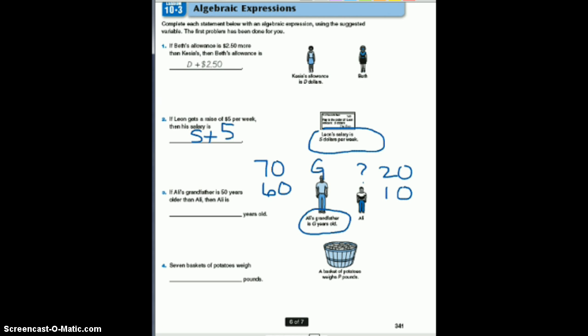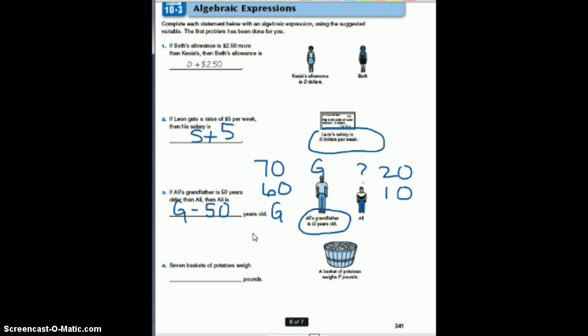Well, they're saying her grandfather is G. So what do you do to the grandfather's age to get to Allie's age? And think about what did we do here? How did you get from 70 to 20? How did you get from 60 to 10? Right, you're taking the grandfather's age and you subtract 50, and that gives you Allie's age, G minus 50.